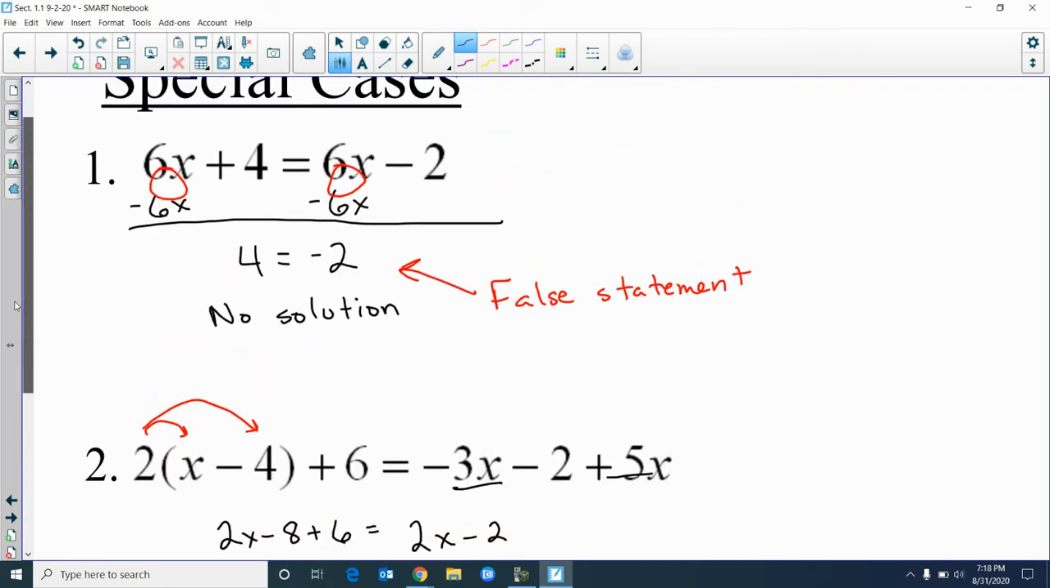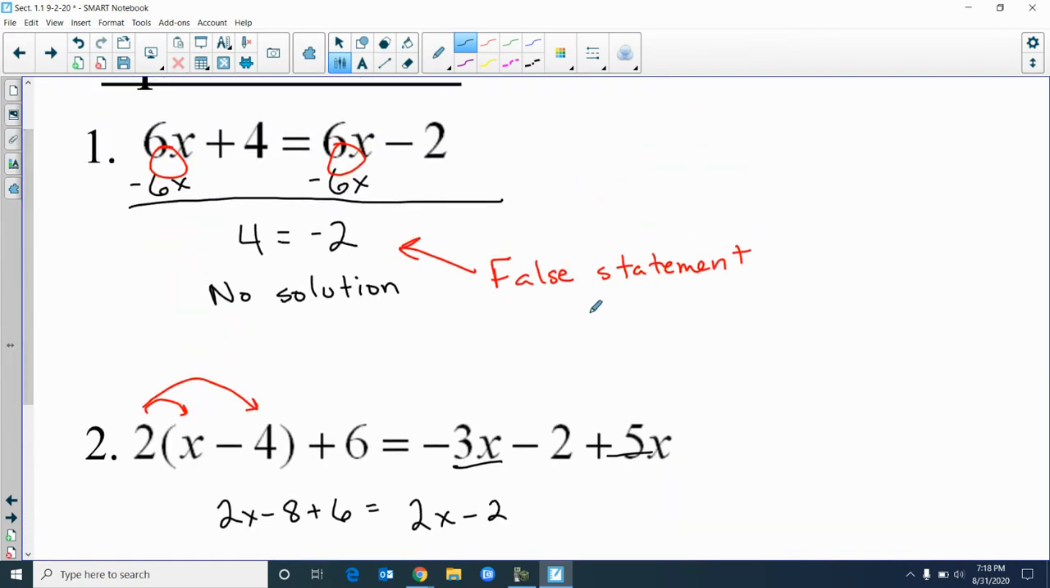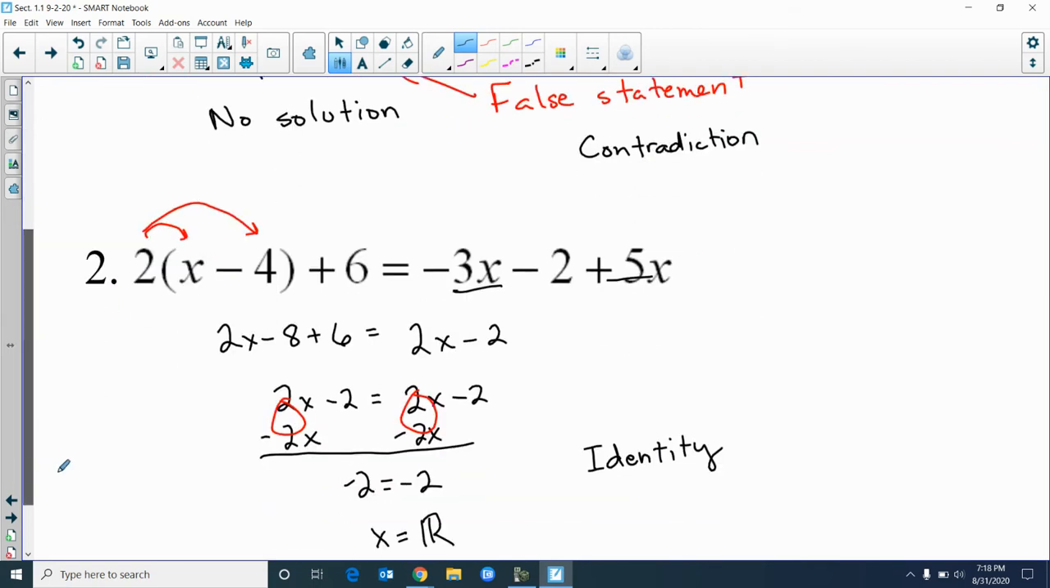Up here, you can never make the two sides equal because you got a 6x and a 6x. Now the second one is referred to as an identity. And the first one, when you get a false statement, no solution, that's a contradiction. So there's your special cases.